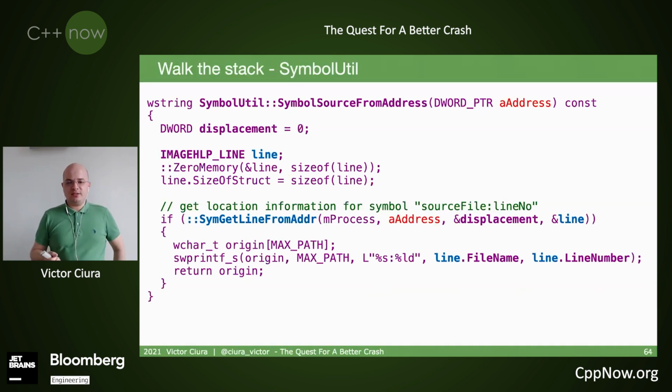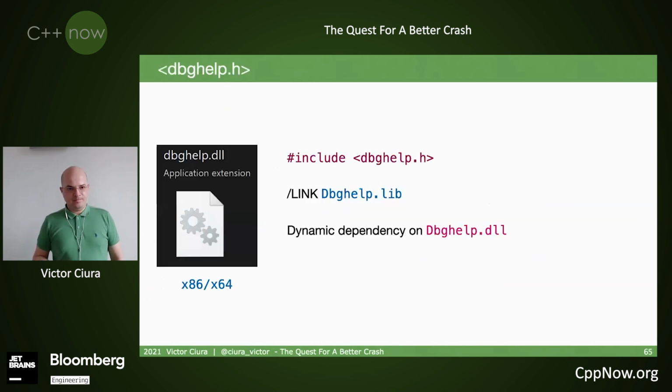And symbol source from address, again, the input is an address, a virtual address, and we compute the displacement, and this displacement structure contains the file name and line number. That's it. Nothing complicated, and we can choose to format it as we please. So nothing too complicated here. Just this particular API, sim get line from address, again from Debug Help.dll. So all the magic happens here basically.